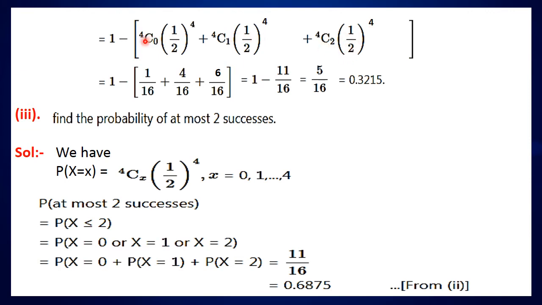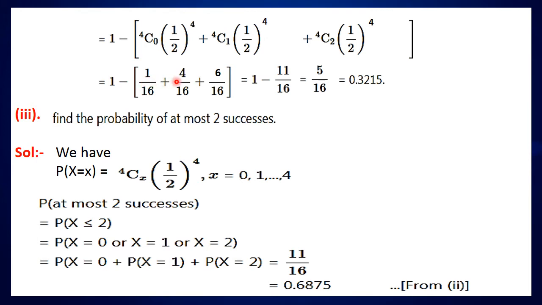Now 4c0 is 1 into 1 by 2 raised to 4 is 1 by 16. So 1 into 1 by 16, 1 by 16, plus 4c1 is 4, 4 into 1 by 16, that is 4 upon 16, plus this we have already calculated, P of x is equal to 2 is 3 upon 8, and 3 upon 8 can be written as 6 upon 16. And now the denominators are same, so we can add the terms by adding the numerators.